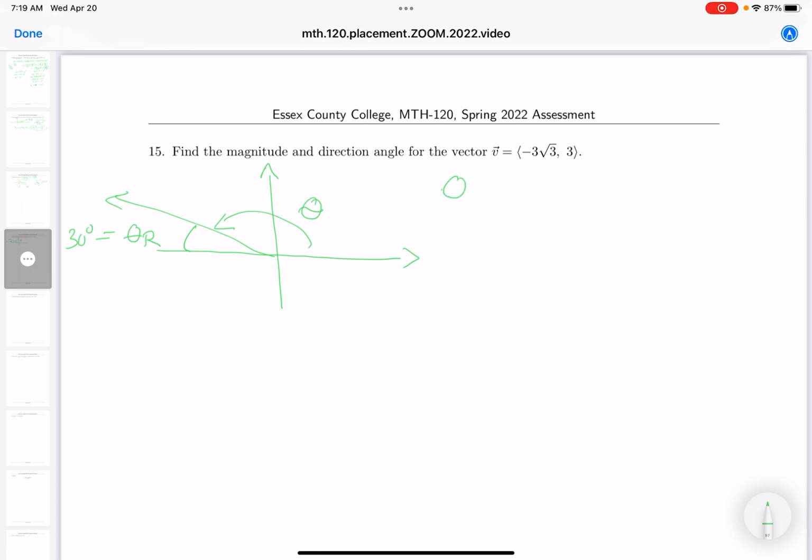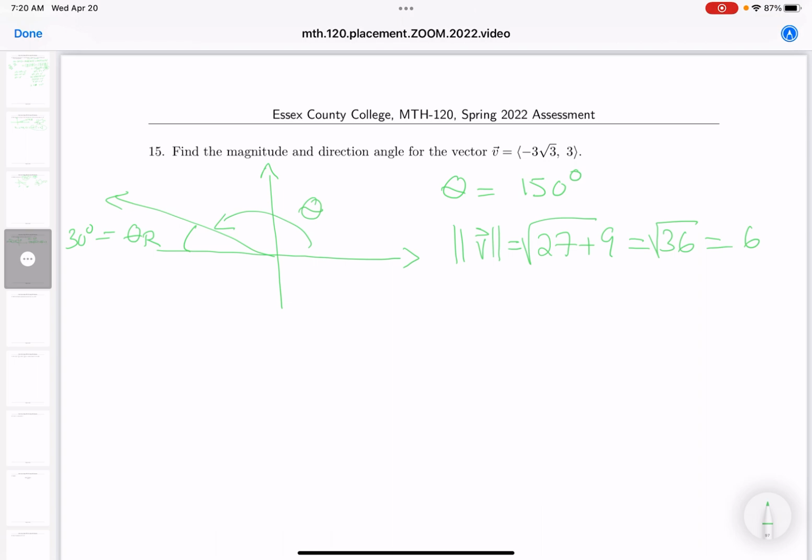So what's the theta going to be? 150 degrees. All right. What's the magnitude of that? Let's write that down for you. Well, I got to square the components, right? So it's going to be 9 times 3, which is 27, plus 9, which is 36. Whoops, I had to put square root in that, didn't I? And that's going to be 6. So the magnitude is 6.